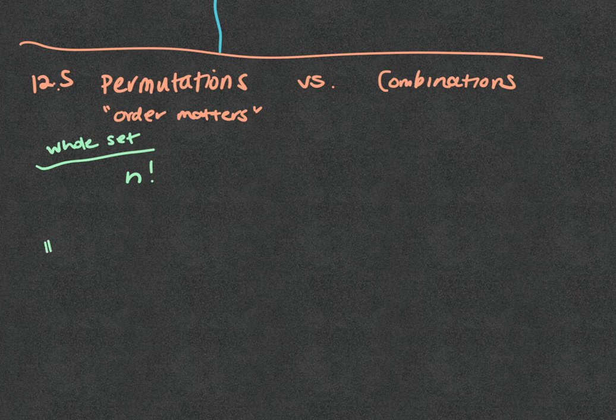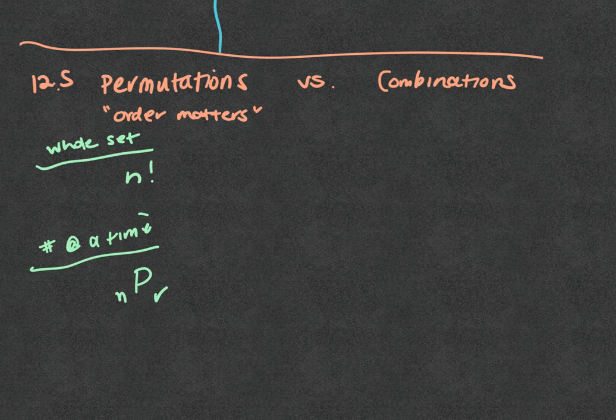And then there's a specific number at a time. And those are your P, N, R, where N is the whole set and R is the number at a time. So this is how many ways can you finish first, second, and third? What does the bottom say? R. Oh, number at a time.